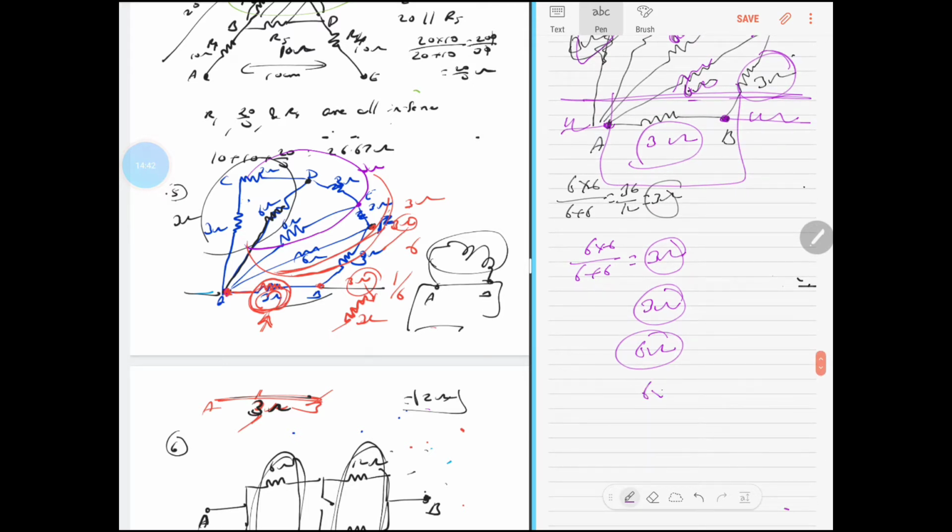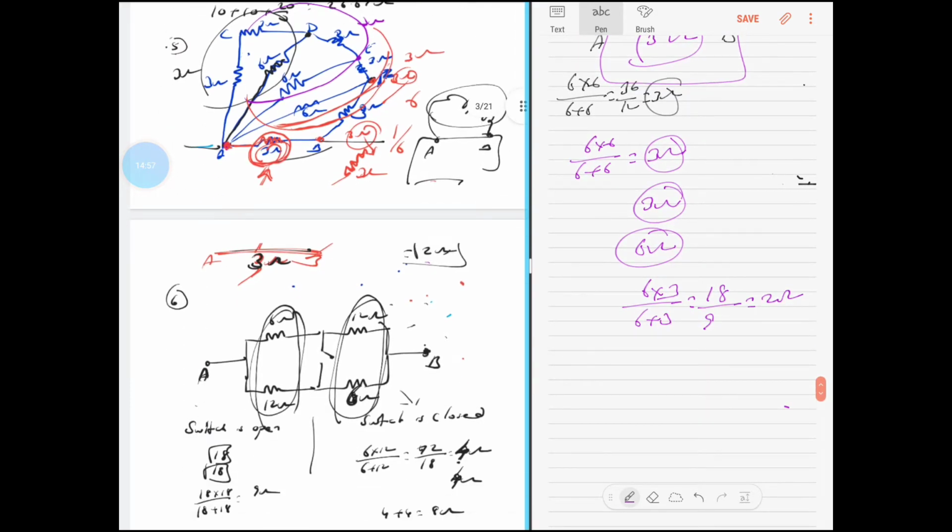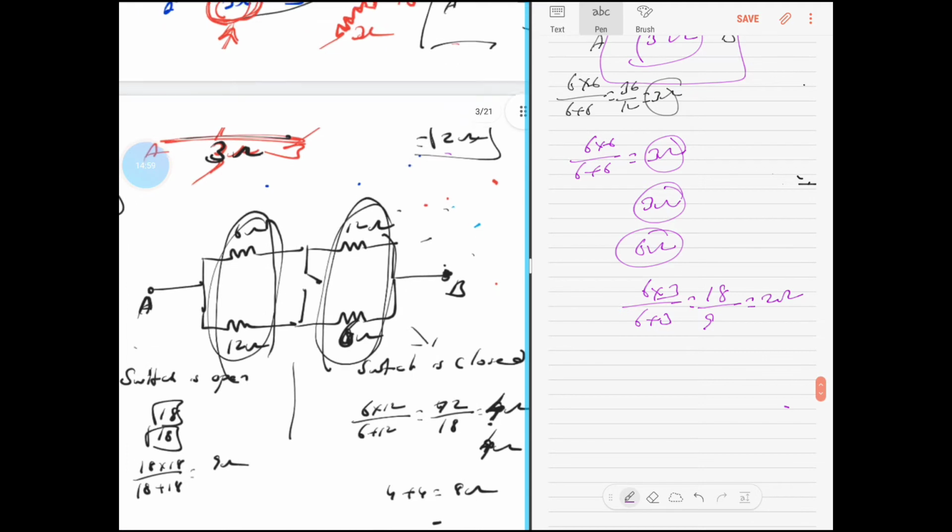So it's 6 into 3 by 6 plus 3. 6 3s are 18, 6 plus 3 is 9. So you get 2 ohms, and that's quite a tricky sum. Can you see? When they have put up terminal A and B, it works differently. The 2 ohms is the total answer. So look at the next question.